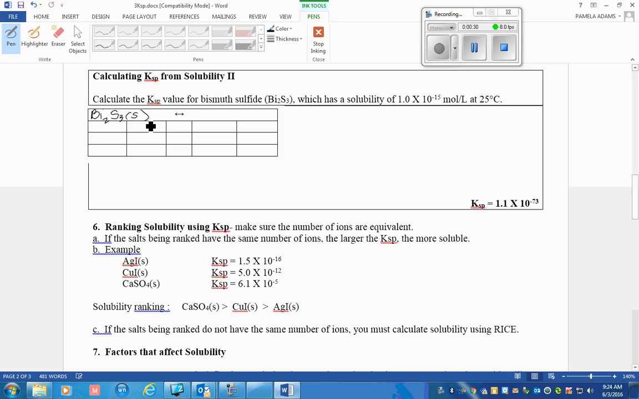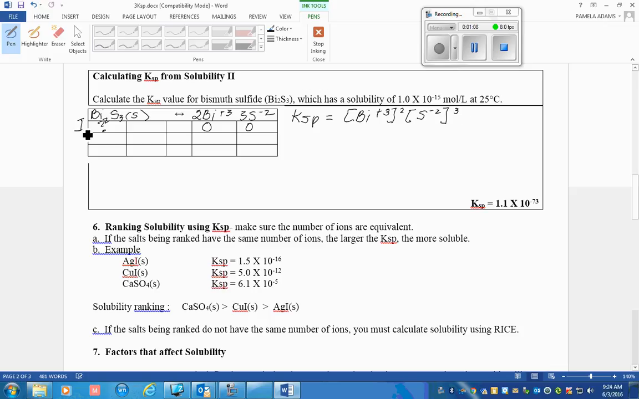Bi2S3 is a solid, and when it dissolves, it forms 2 bismuth ions and 3 sulfide ions. We don't really know, nor do we care, how much of the Bi2S3 we have. We know that the solvent has no ions. We also know that the Ksp expression will only include the aqueous ions, and that would be the Bi3+ raised to the 2nd power and the sulfide ion raised to the 3rd power.